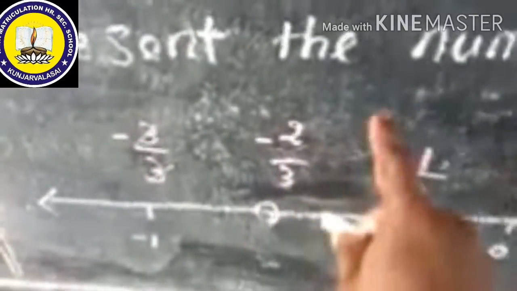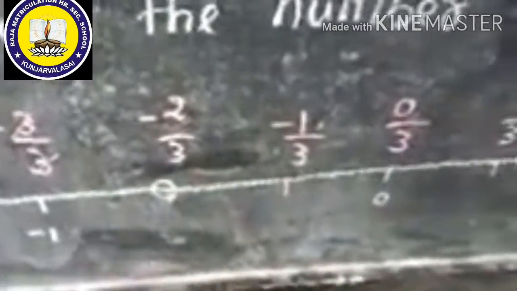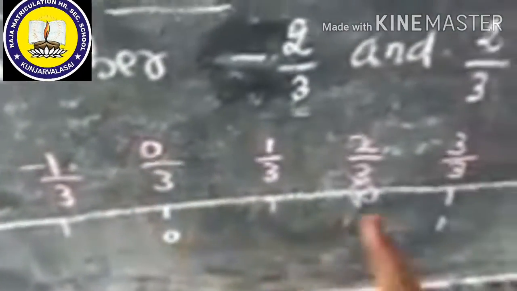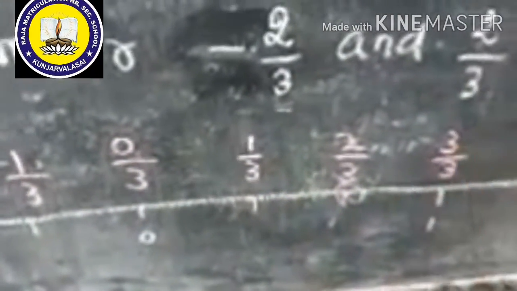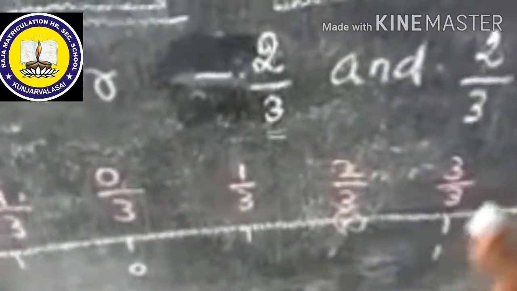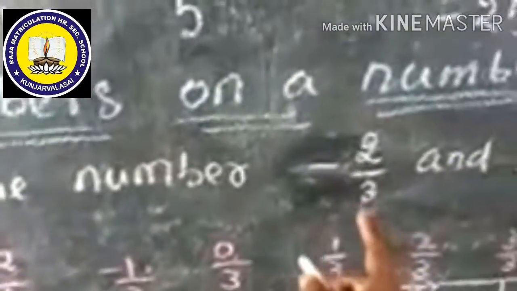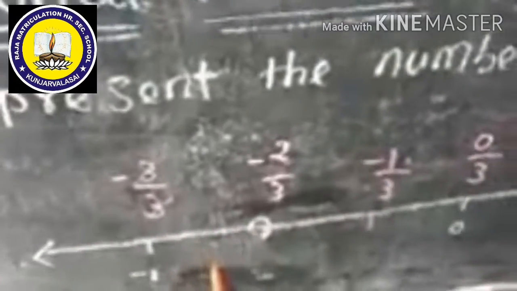So minus 2 by 3. Then the next number is minus 1 by 3. The next number is 0 by 3, and so on. Then 1 by 3, 2 by 3, and the last number is 3 by 3. 3 by 3 is 1, so the number does not change. Okay, now this is easy. Minus 2 by 3 is the first number, so here it is minus 2 by 3 on the number line.